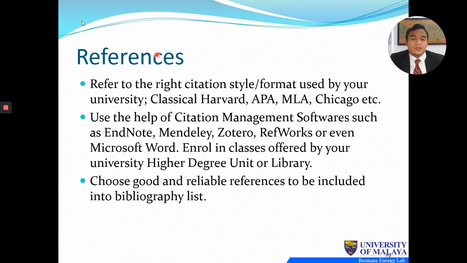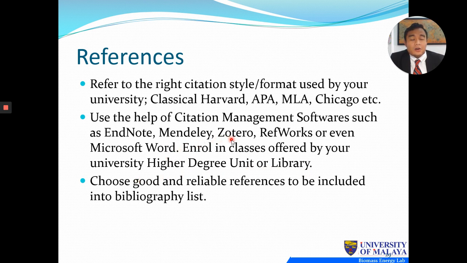So lastly, you will need to put references and you have to refer to the right citation style format used by your university, whether it is classical Harvard, APA, MLA, Chicago, etc. And nowadays, we don't do it manually, and normally we use the help of citation management software such as EndNote, Mendeley, Zotero, RefWorks, or even Microsoft Word. Microsoft Word has its own citation management software, and you can enroll in classes offered by your university, higher degree unit, or library.